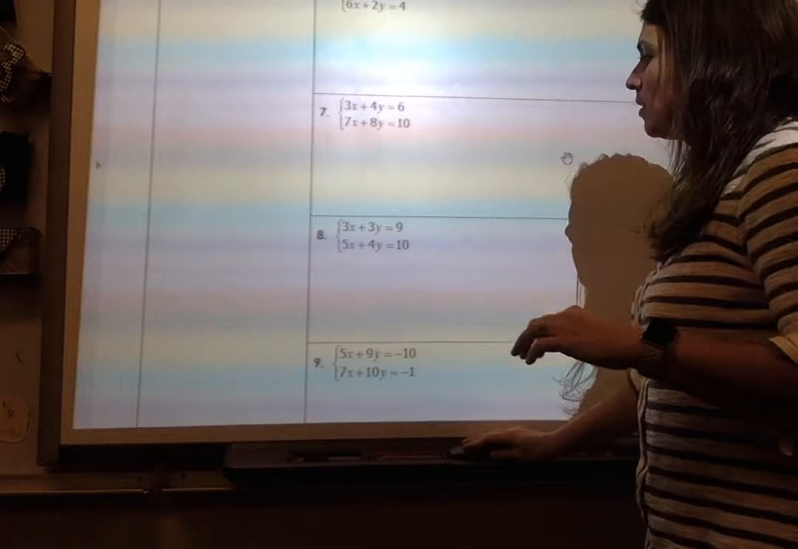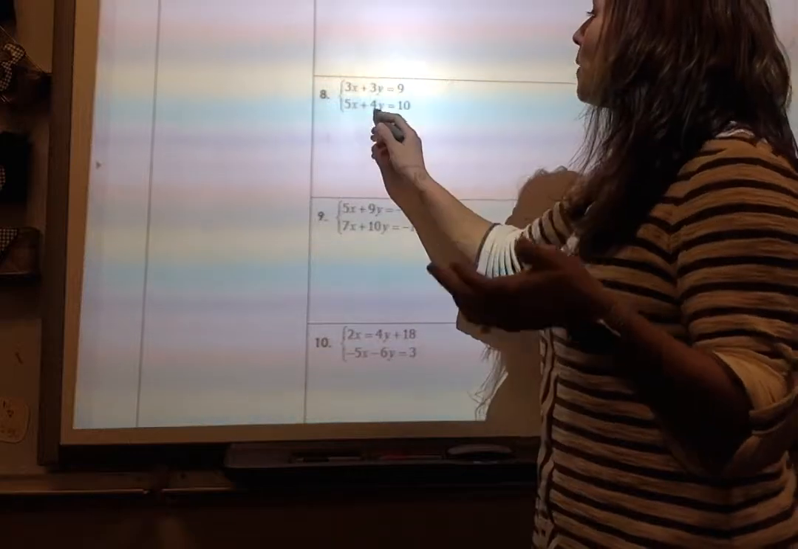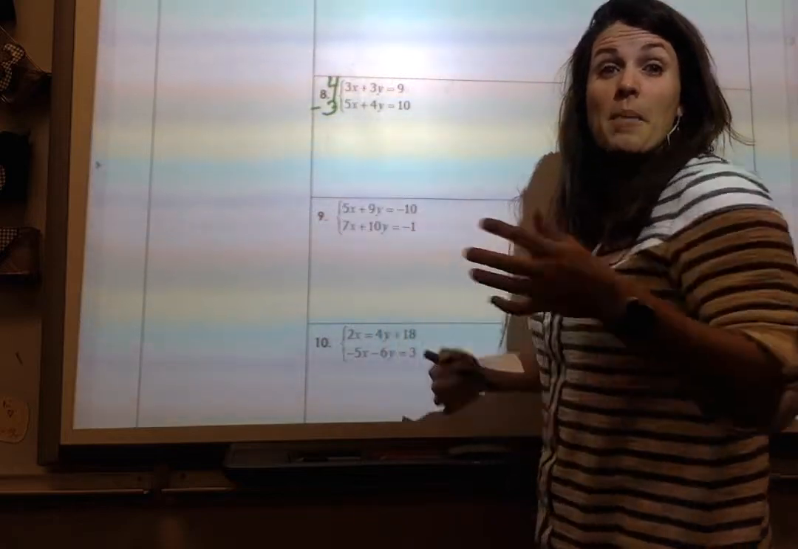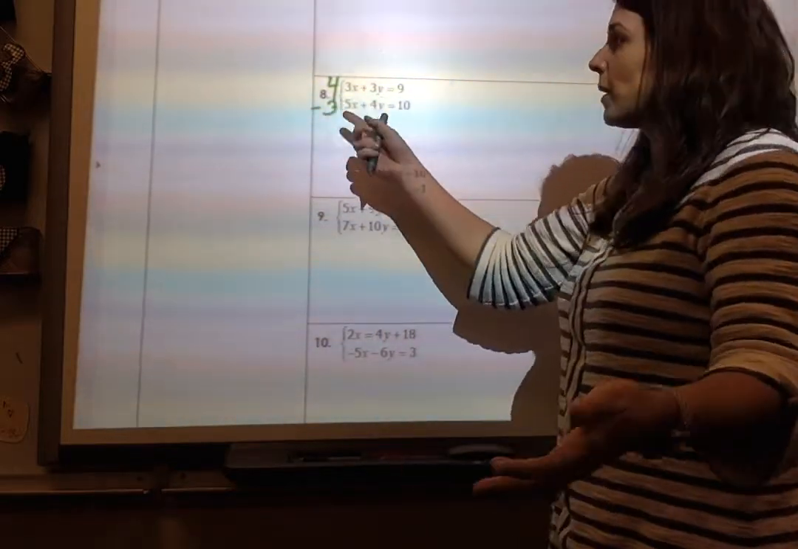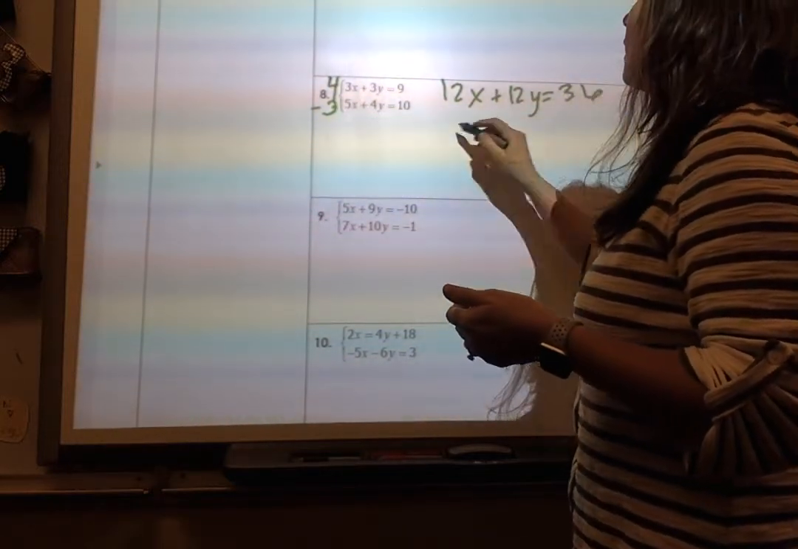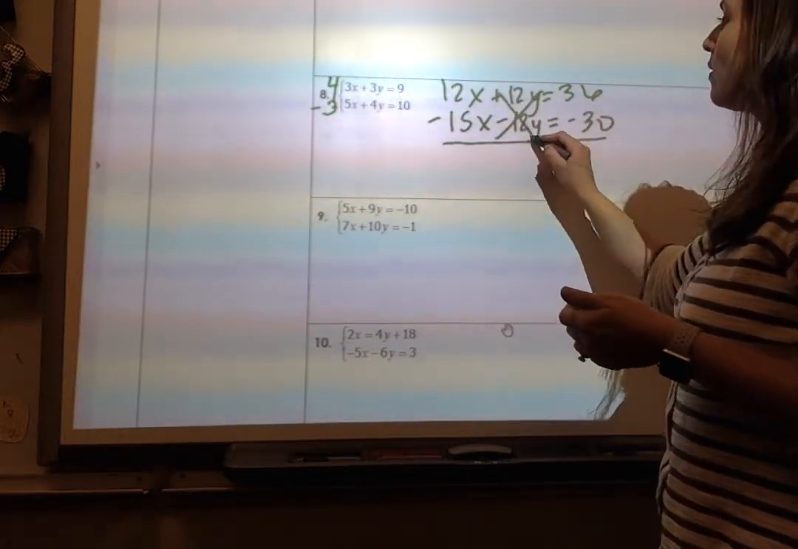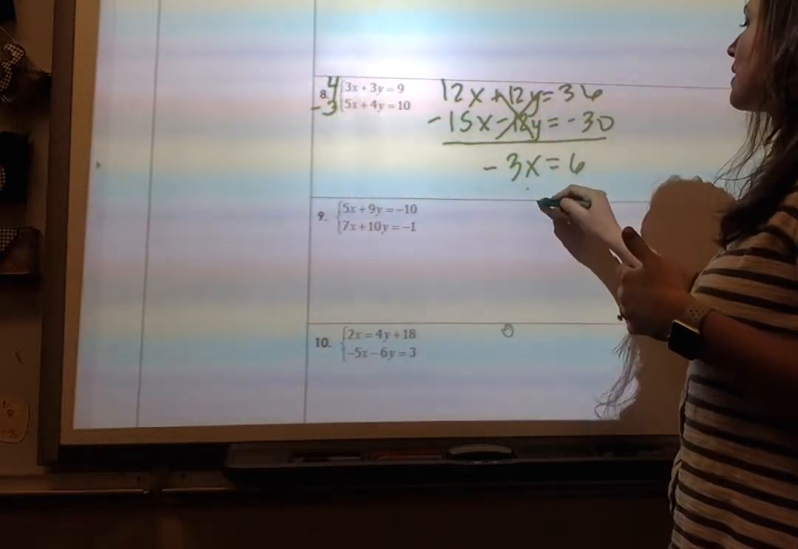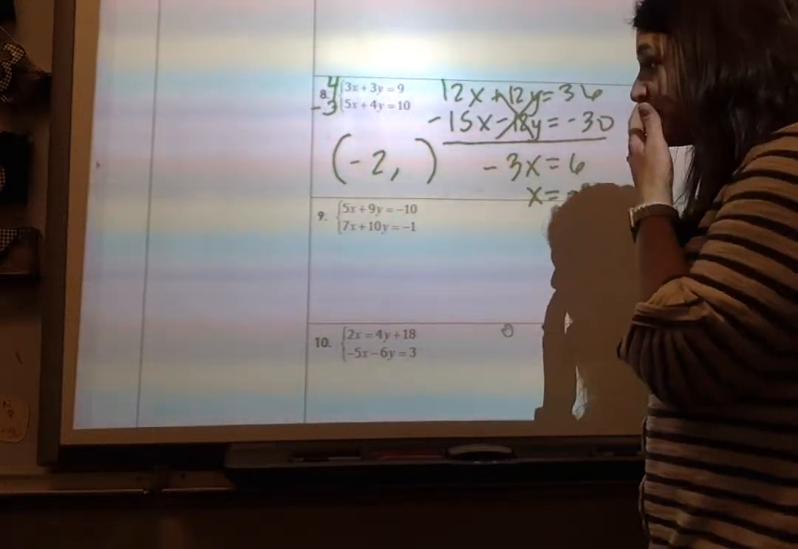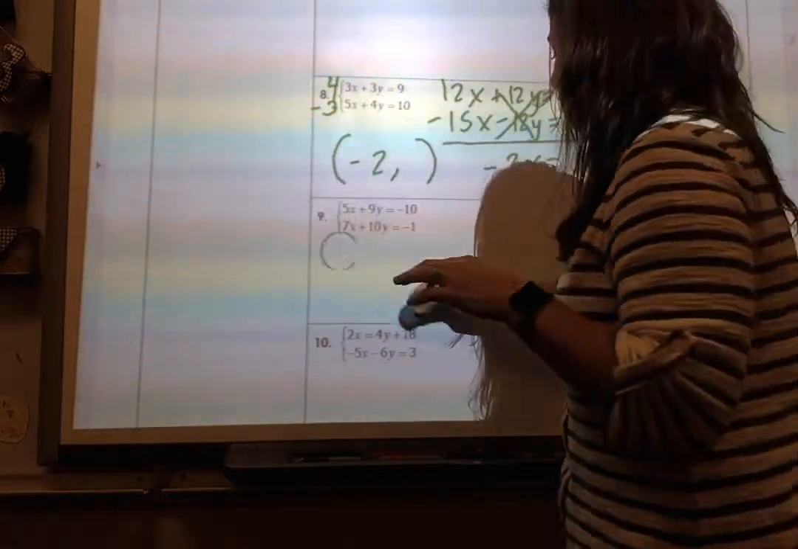All right, so if you look at number 8, I'm going to have to multiply the top and bottom ones. So I may multiply the top one by 4 and the bottom one by -3 because maybe I want to get my y's to cancel out. Maybe you want to get your x's to cancel out, so you multiply differently. But if I do my y's, I have 12x plus 12y equals 36, -15x minus 12y equals -30. My y's have canceled out. I'm left with -3x equals 6, x then equals -2, and of course you got to go back in and solve for y. Okay, so that's a real quick video to show you elimination when there's not a common coefficient.